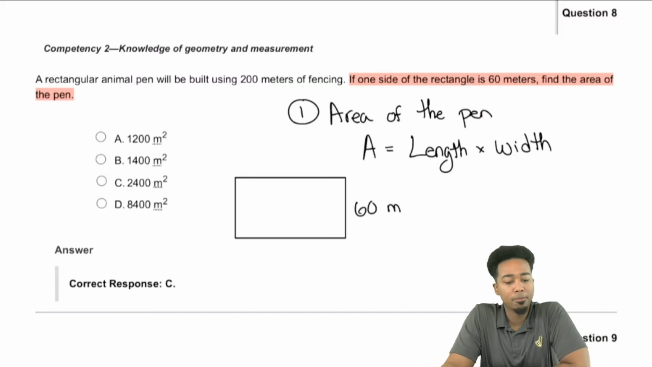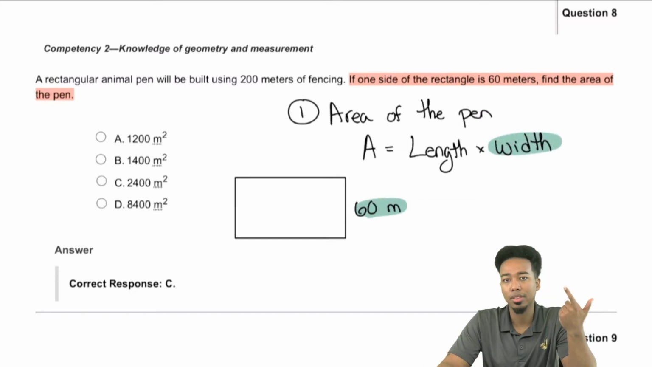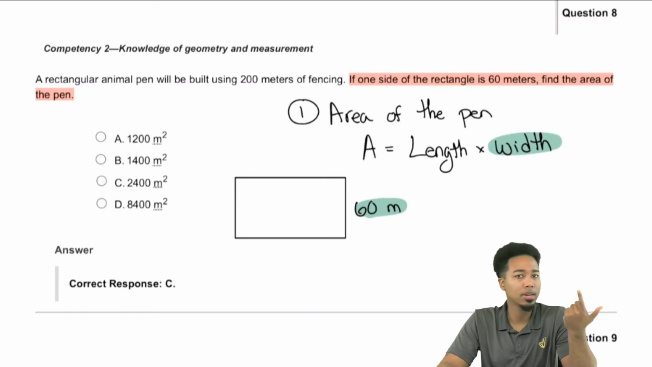Okay, now let's understand the information we have. The information we have is, again, we have one of the sides, 60 meters, but I'm still looking for the length. I'm still missing something. So what can I do here? Well, the other piece of information that I have is this.